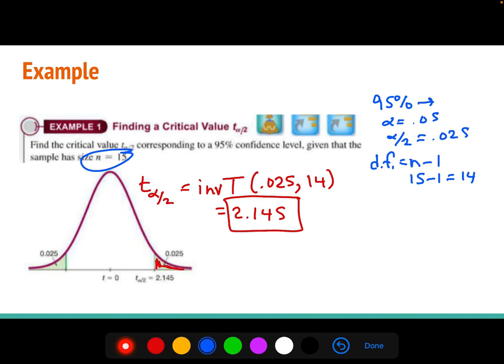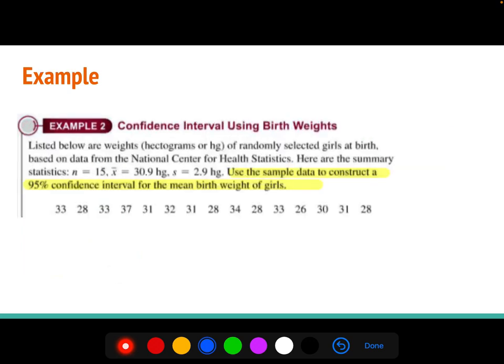So again, I had the area here, and remember that critical value is that line there. That means 95% confident that it lies in there. The population, or not population, the sample mean lies in there.